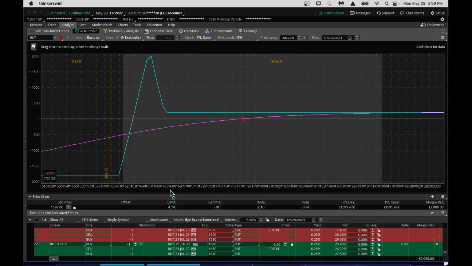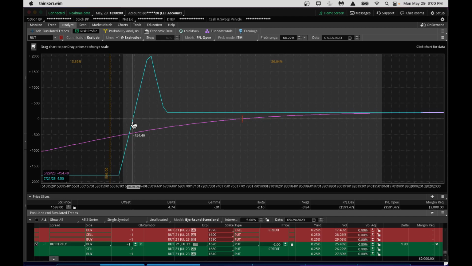Look at this butterfly here. Look, chance of making profit is 86%. I like it. And look, if the stock comes down, if the Russell 2000 comes down, I make more money. So look, around this level, 1651, I make a lot of money. If the stock comes around these levels, I make more money. That's my lower break even. As long as it stays above 1628, I make money. That's why it's one of my favorite strategies.